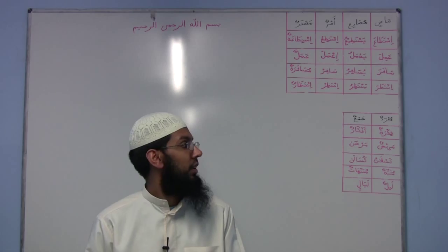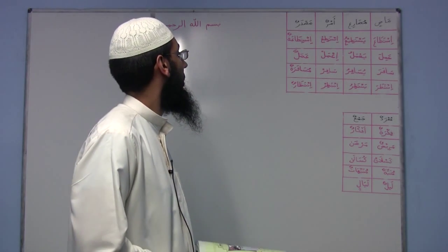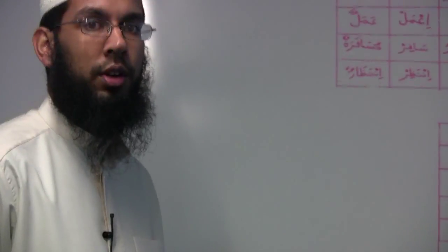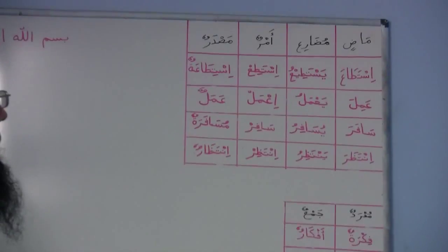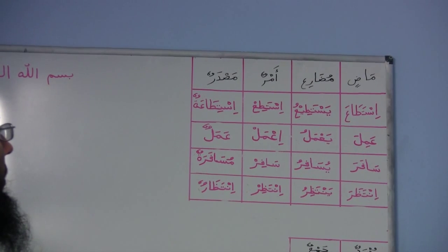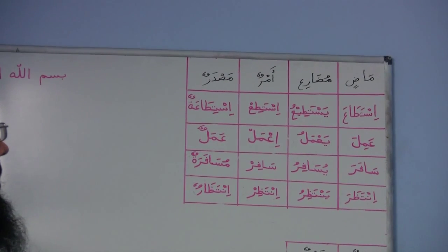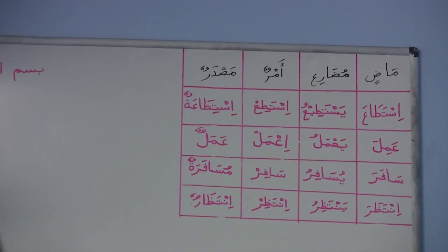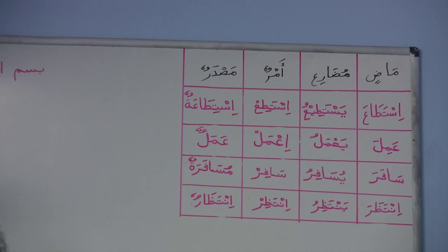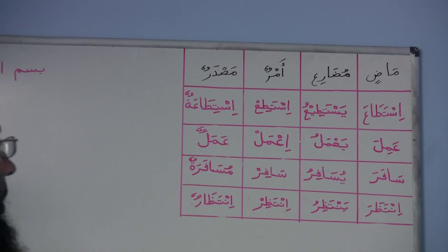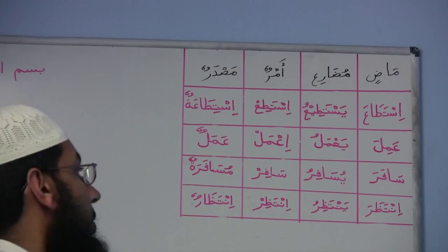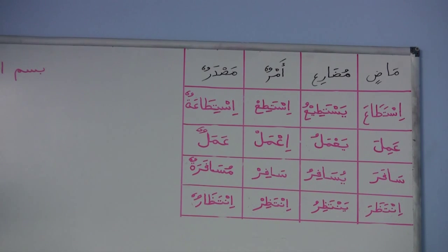The first verb is istata'a, yastati'u, istati', istita'atun, which means he can or he is able. Amila, ya'malu, i'mal, amalun, which is he worked. Safara, yusafiru, safir, musafaratun. This verb is always used with ilah. Safara ilah. Like we always say in English as well, we travel to. So safara ilah, we use it with ilah.